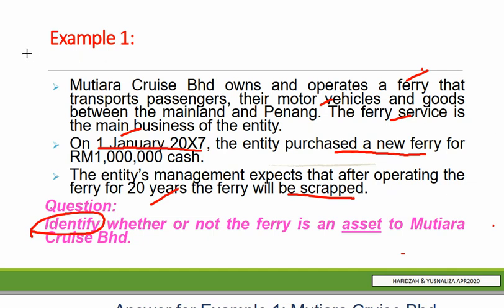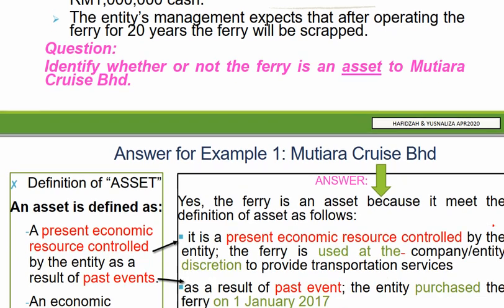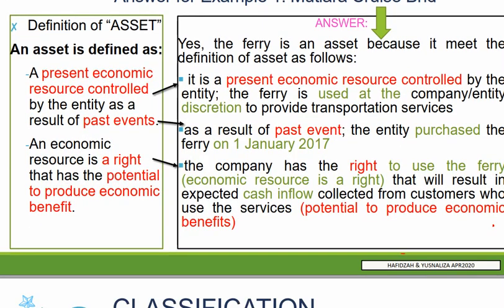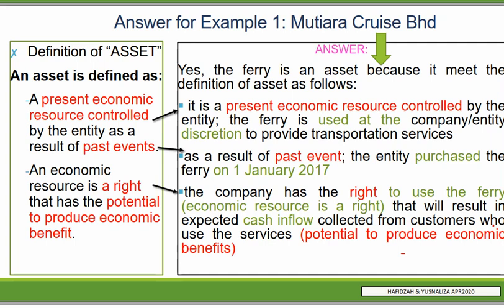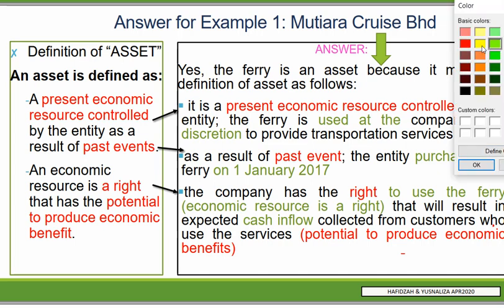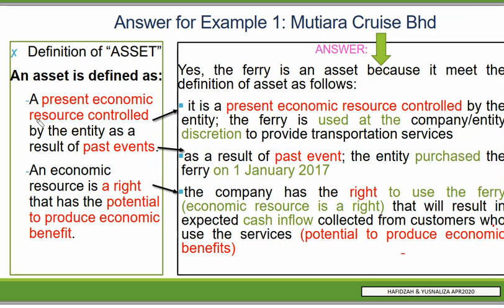Remember that you have to meet the definition of an asset before you can classify the ferry as an asset. So let us look at the definition of an asset. Let's recap. An asset is defined as a present economic resource controlled by the entity as a result of a past event. An economic resource is a right that has the potential to produce economic benefits.